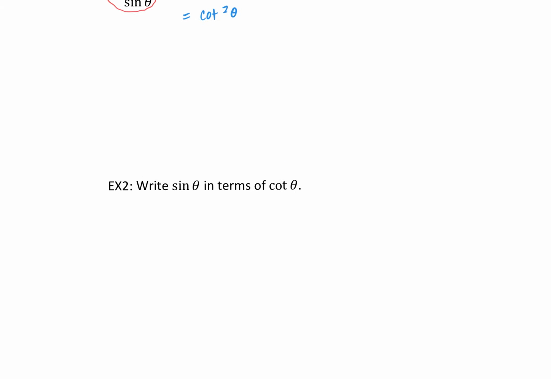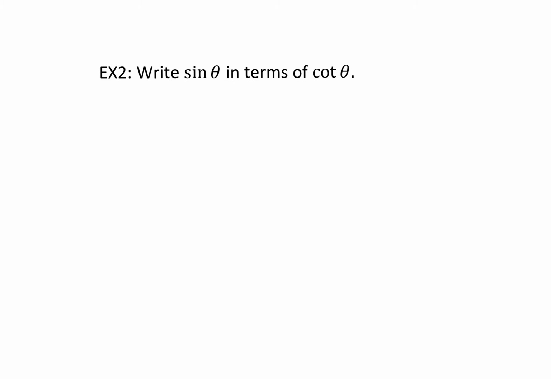Well, let's continue on manipulating and playing around with these identities. In example 2, it says write sine of theta in terms of cotangent. If I look at my identities, it would be nice if I had something where it said sine of theta is equal to something with just cotangents, but I don't have that. So when it says write in terms of, that means we need to write sine of theta equal to something with only cotangent. So what I'm going to do first, and people can do these in different ways, I'm going to choose to first write sine as 1 over cosecant.